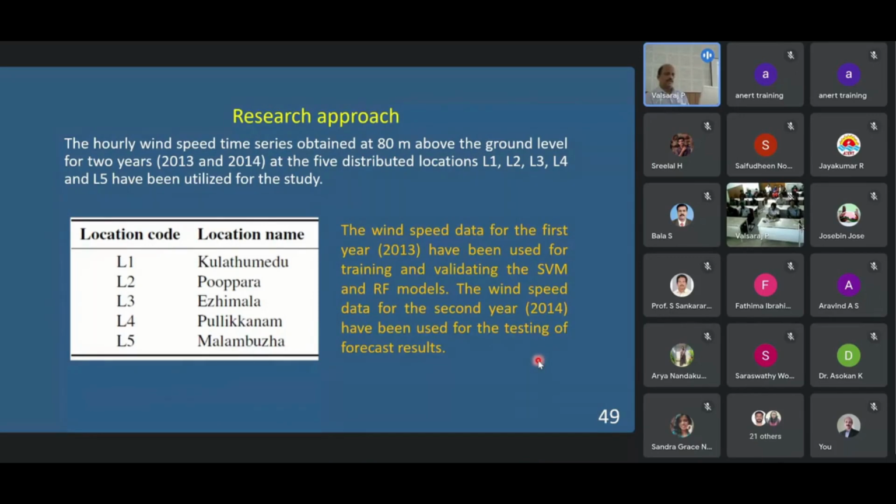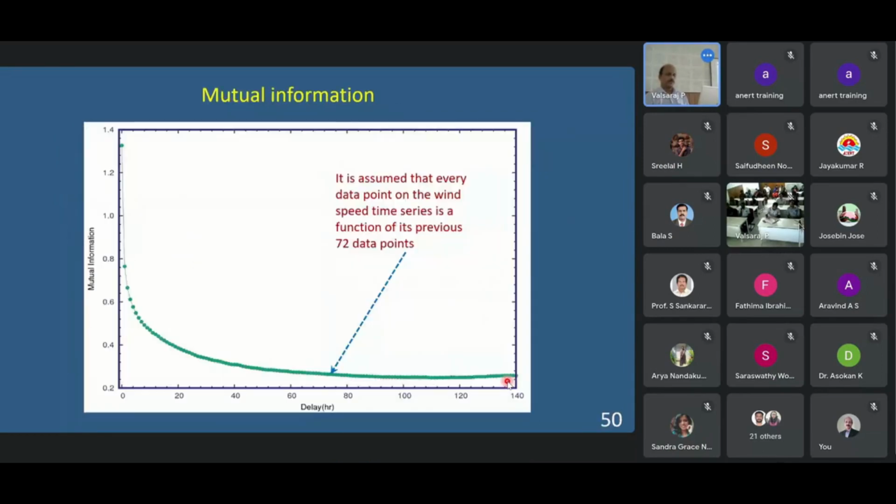The wind speed data for the first year, 2013, was used for training and validating the SVM and RF models. First I did it using these two models, then for corroborating only I did the other things. The wind speed data for the second year was used for testing.